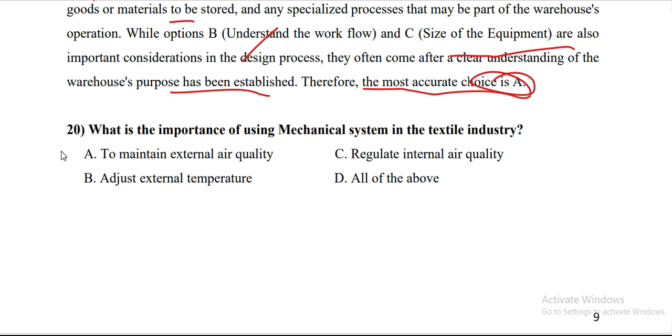Question number 20. What is the importance of using mechanical systems in the textile industry? So in the textile industry, we use different mechanical systems. What is the purpose of this? A. To maintain external air quality, B. Adjust external temperature, C. Regulate internal air quality, D. All.